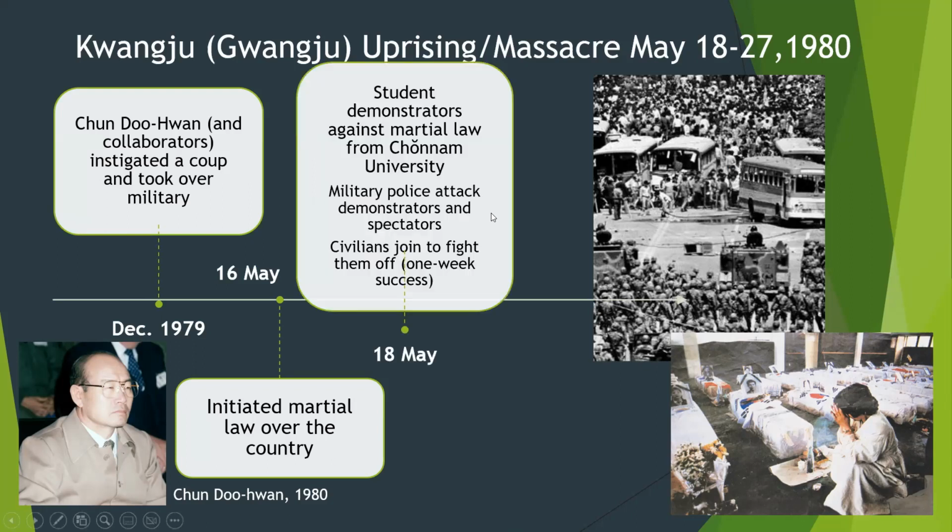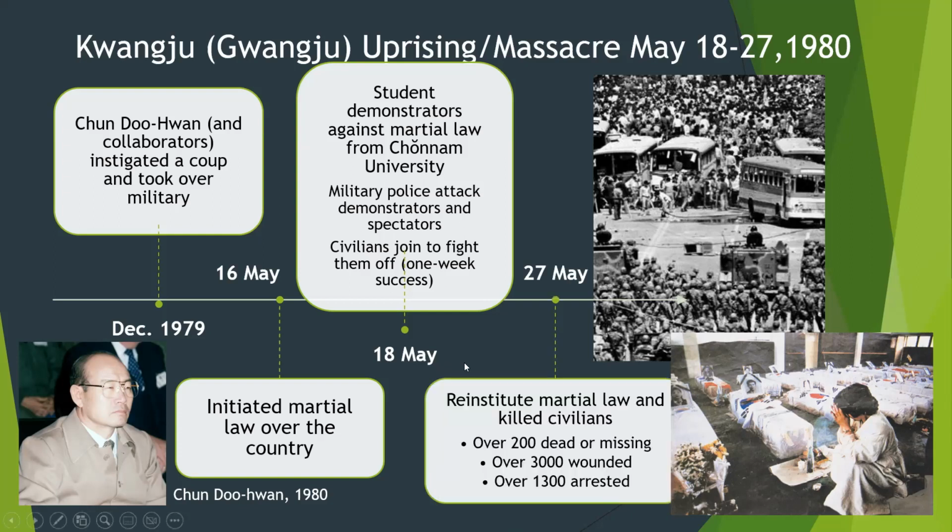On May 18th, students at Chonnam University in Gwangju, in South Jeolla province, were holding demonstrations against the martial law when the military police attempted to stop them with force. But the police also ended up attacking the spectating civilians, so the civilians had to join in the fight to defend themselves. The Gwangju students and civilians managed to hold the military back for about 9 days until the military retook control of the city on the 27th of May.